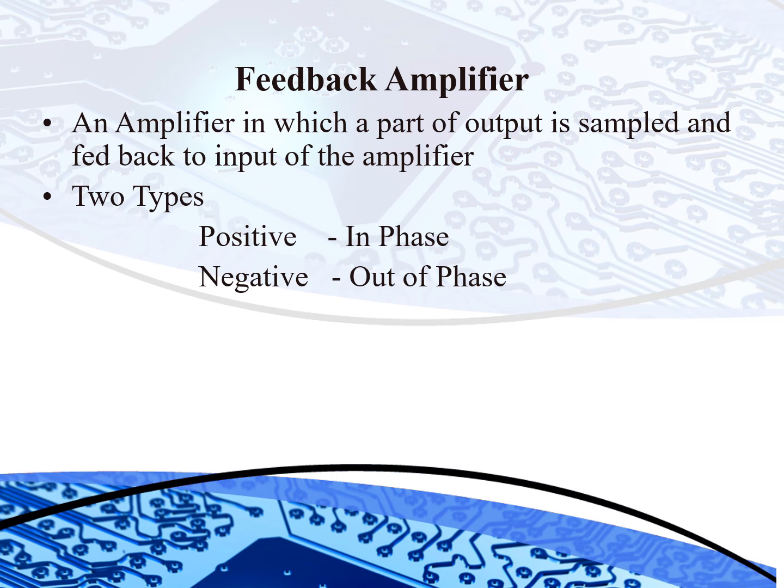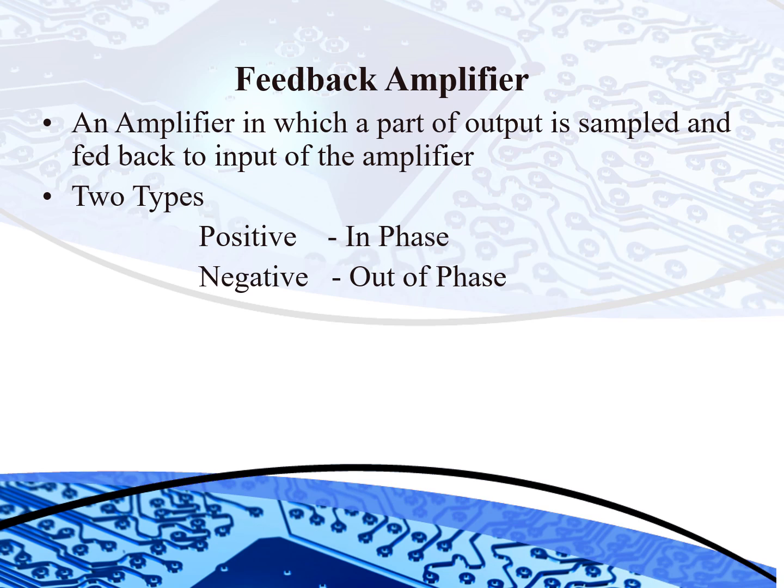Here we have two signals. One is going to be the input signal and another one is going to be the part of the output which is fed back as input. So, a feedback amplifier is one where a part of the output signal is sampled and fed back to the input of the amplifier. This feedback amplifier is going to be of two types: positive feedback and negative feedback.